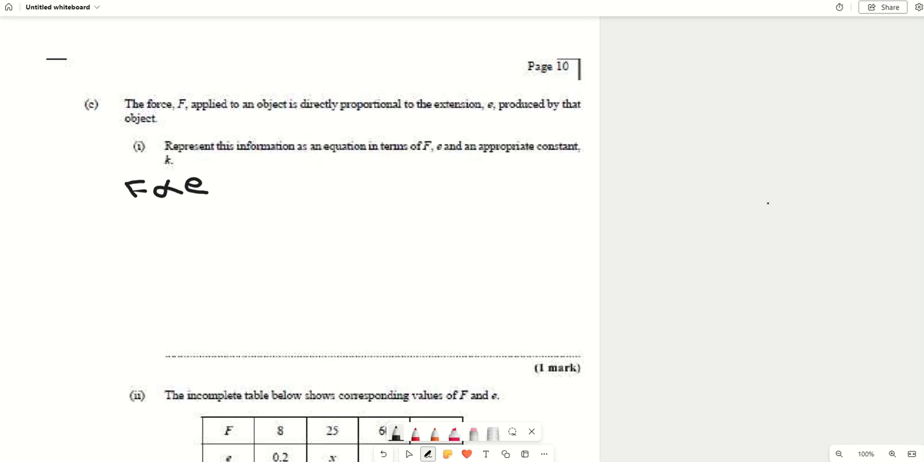Now, what that means is when they say directly proportional, F is equal to, you're taking your constant, this sign is going to turn to an equal sign and you're multiplying K by whatever it is directly proportional to, okay? So it'll be F is equal to K times E, so F is equal to KE, and that will be your formula. F is equal to KE.